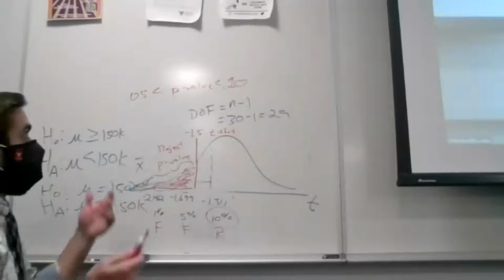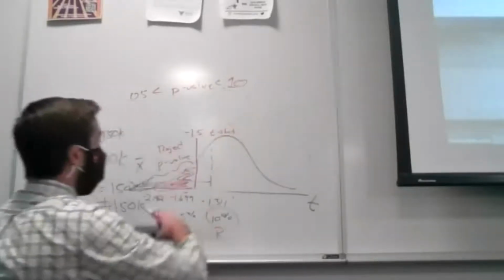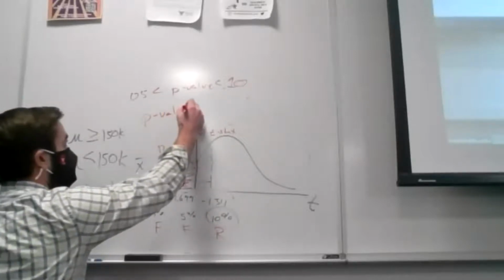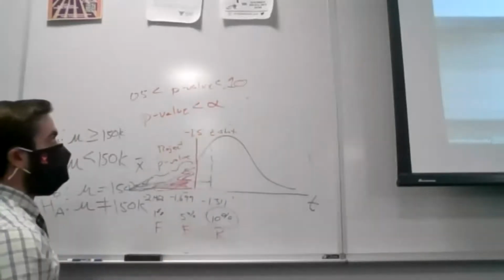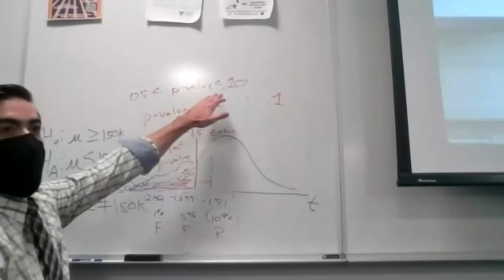Well, that's okay, because if I'm making my rejection decision now using the p-value, I only reject if the p-value is less than alpha. So if my alpha was 0.1, well, my p-value has to be less than that.